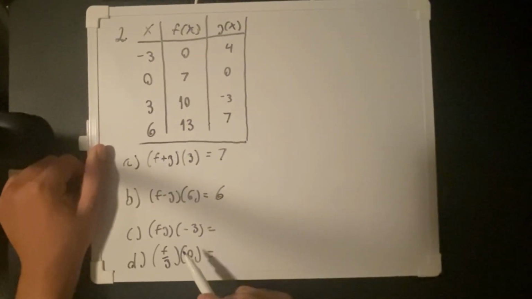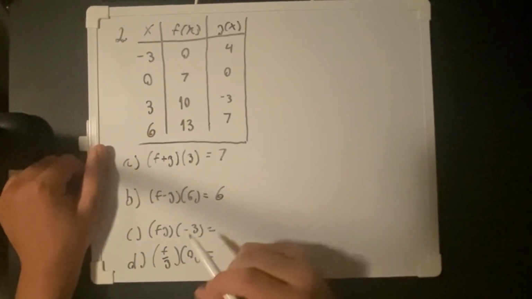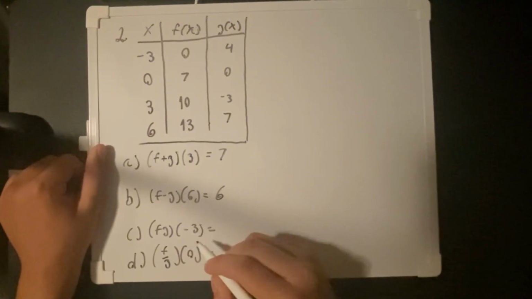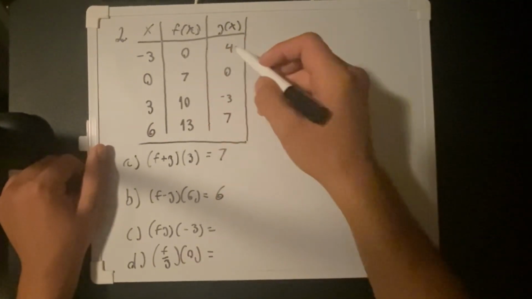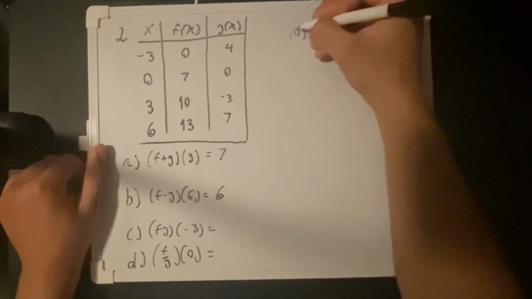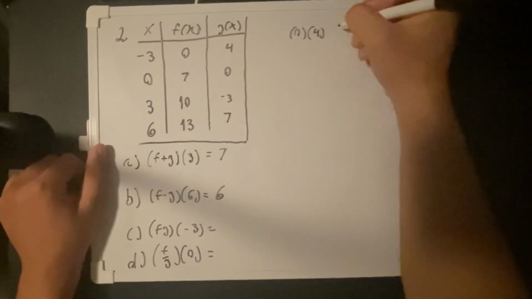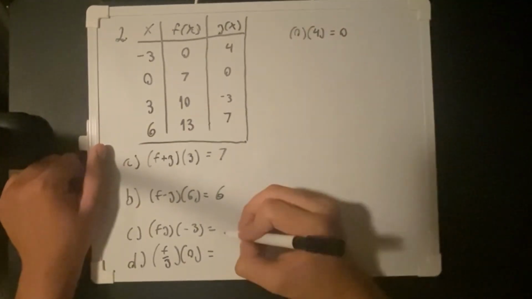Next up, we have a product rule where f is multiplied by g of x, that is negative 3. We go to negative 3, and we have the value of 0 multiplied by 4 equals 0.